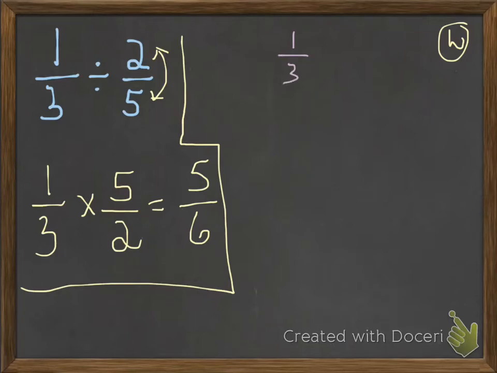1/3 divided by 2/5. Isn't that the same as this, right? We said before that the fraction bar means divided by. We could just interchange those words. So 1/3 divided by 2/5 can be written just like that.